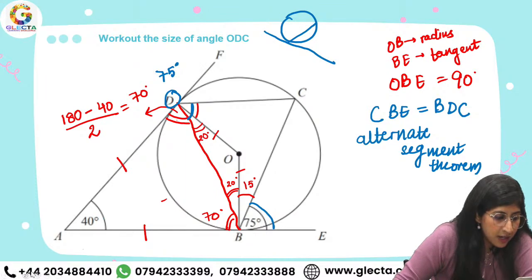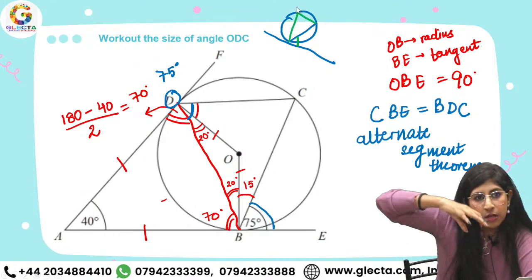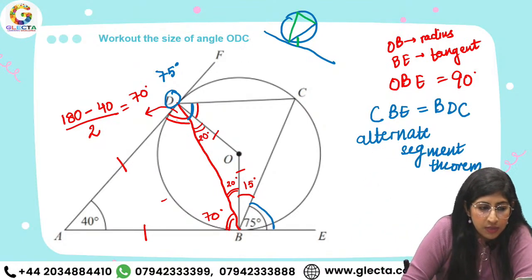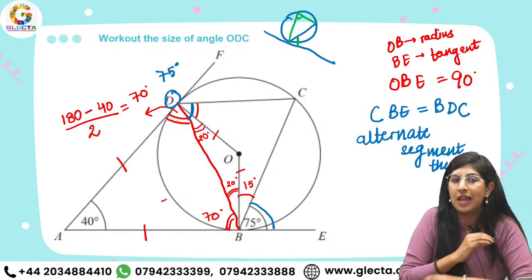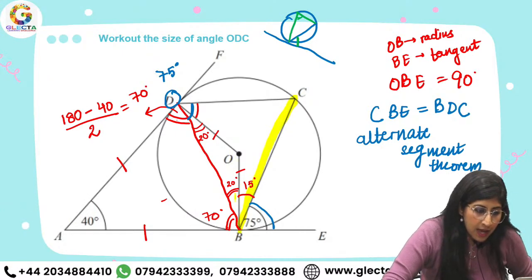So whatever angle is made over here with the chord and the tangent, this green angle, that's the same as when I subtend this chord on any point on the circumference on the other side. These two green angles would be equal. So let me highlight it for you guys so it becomes easy to understand. I'm saying CB is a chord and it is subtending this angle.